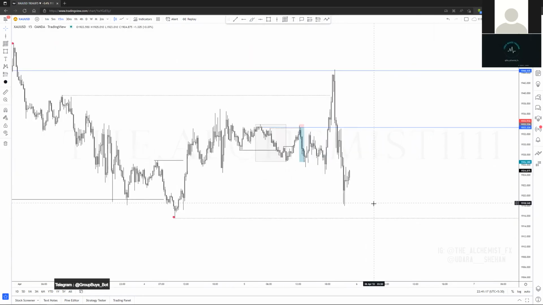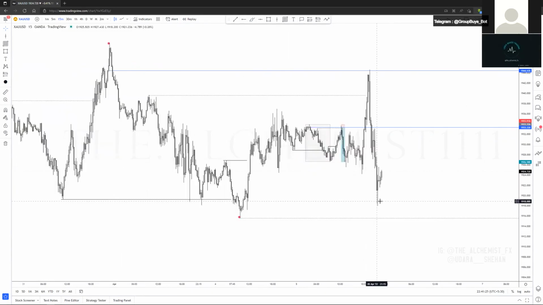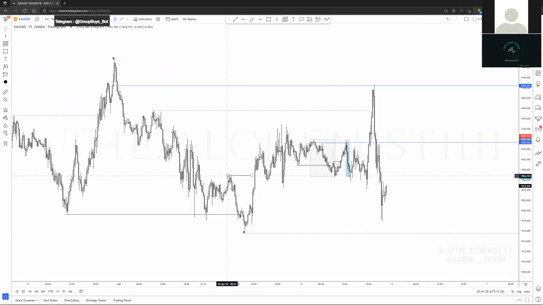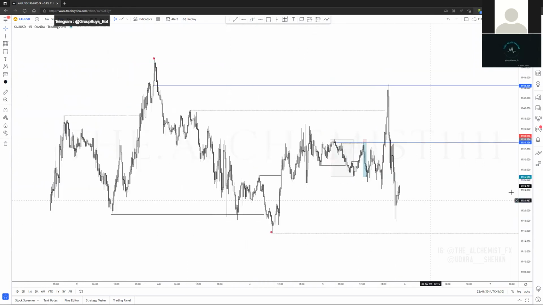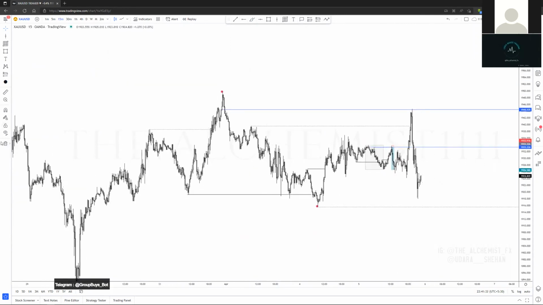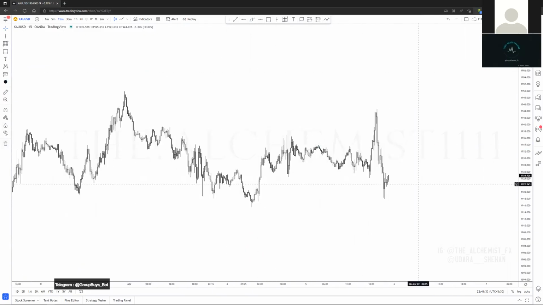A strong high or a strong low will always hold at least one time. They will hold, and you can use that at least once. You saw that, right? Even on gold, it is the same thing.